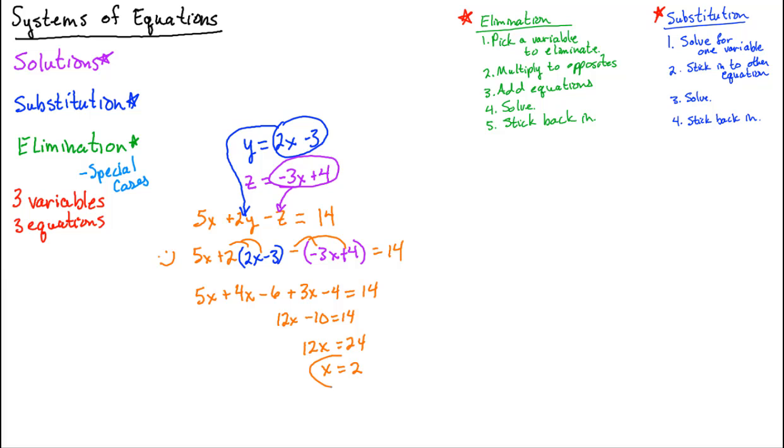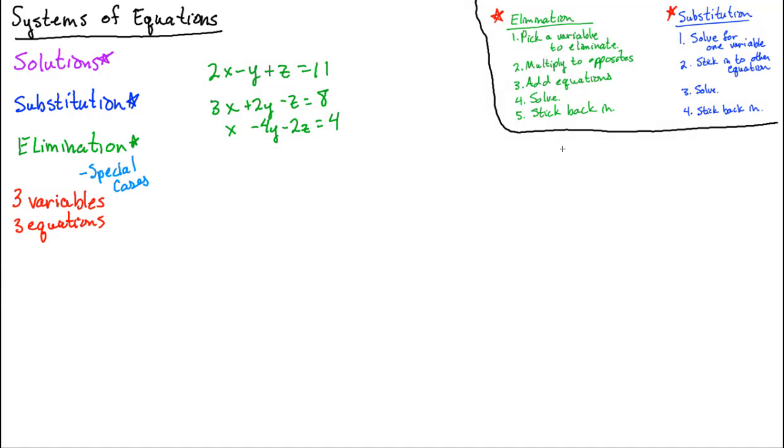Now notice what happens when we get x equals 2. Once we've solved it, exactly what we were doing before, stick it back in. So when we stick it back in up here, we get y is going to be 2 times 2 minus 3. That's going to be 4 minus 3 is a -1. And -3 times 2 plus a 4, that's -6, plus 4 is a -2. So x is 2, y is -1, and z is -2. Excellent.